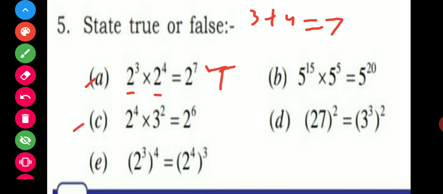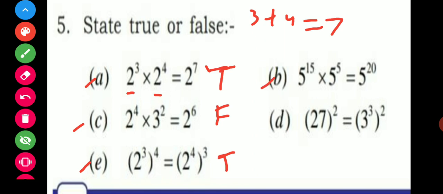First part is completed. Now the C part. 2 to the power 4 into 2 to the power 2. So that is wrong, because 4 plus 2 is 6 and the whole power. So that is false. Now come to the E part. 2 to the power 3, whole to the power 4. So this power is multiplied, or you can interchange them. So that is true.